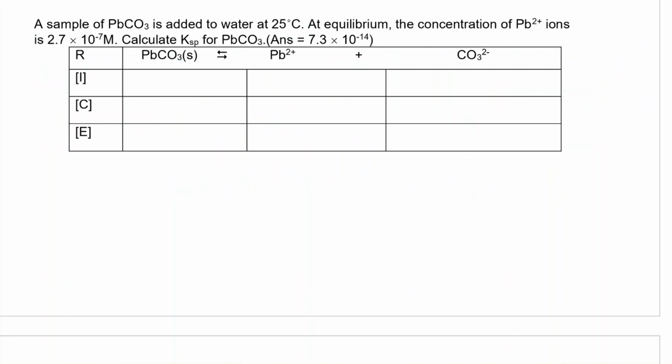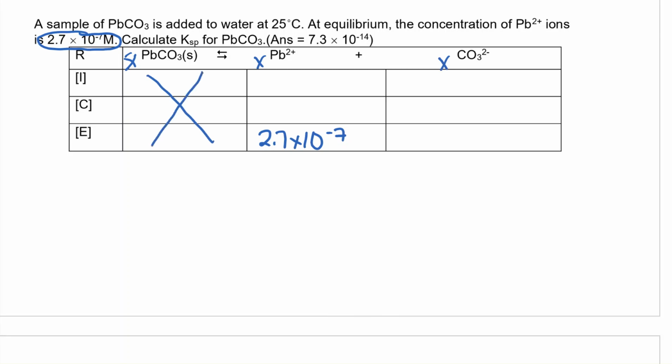This is our last calculation. We have a sample of lead 2 carbonate. We're told at equilibrium the concentration of the lead 2 ions is 2.7 times 10 to the negative 7th. So we're just going to put that right into the ICE table. We have 2.7 times 10 to the negative 7th. I'm going to check the stoichiometry. X, X, and X. So everything's a 1-to-1.